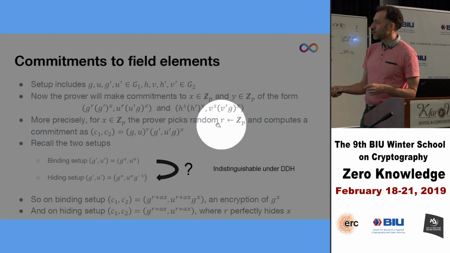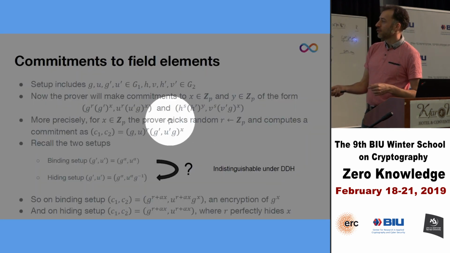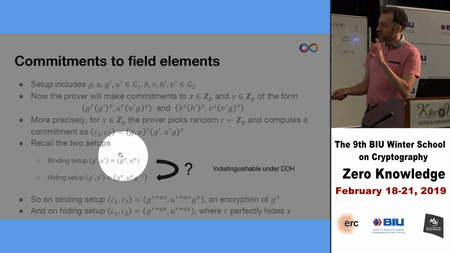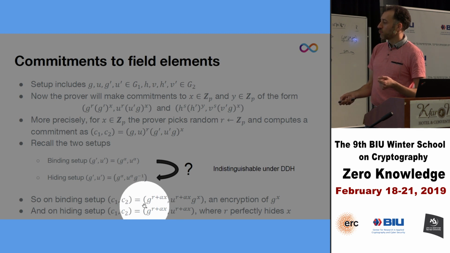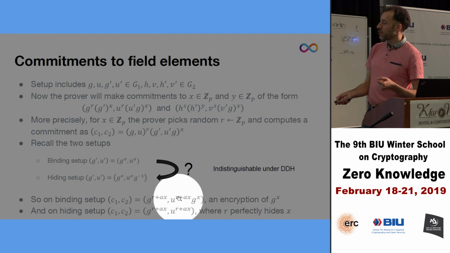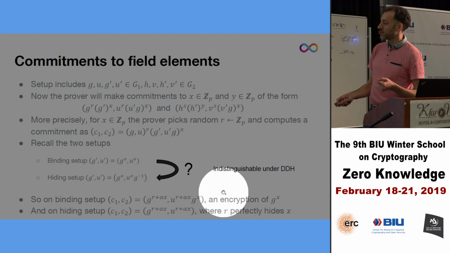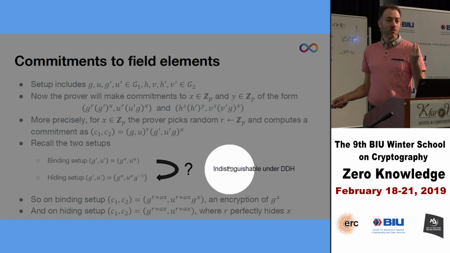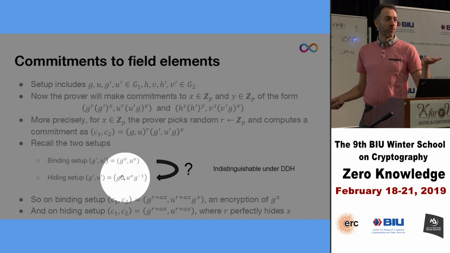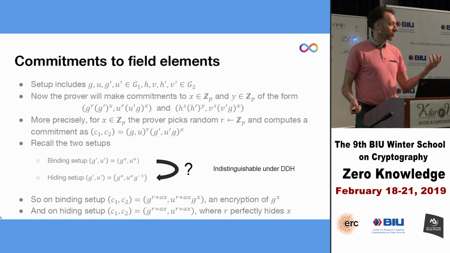Okay, so in other words, a commitment is something like G to the U to the R, and then G prime and U prime G to X. Remember, we had these two setups, right? Binding and hiding. It turns out that on a binding setup, you get G to R plus alpha X and U to R plus alpha X, and then you'll have G to the X. So that would be an encryption of G to the X. Right? So that's perfectly binding, and that will be good for when we do the soundness analysis.